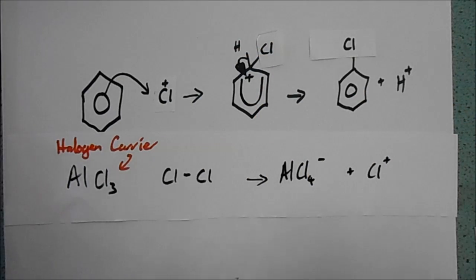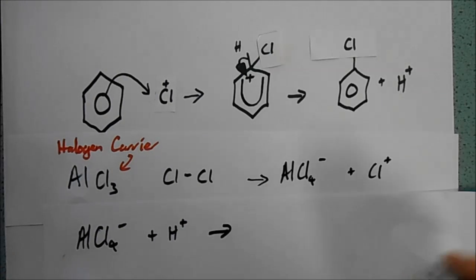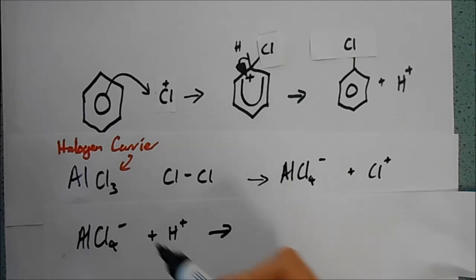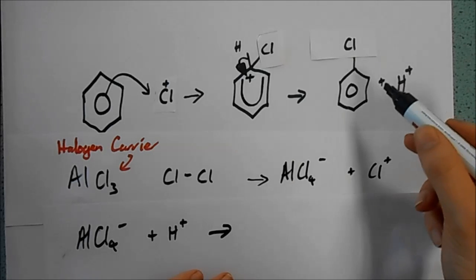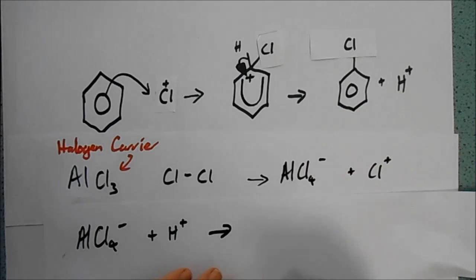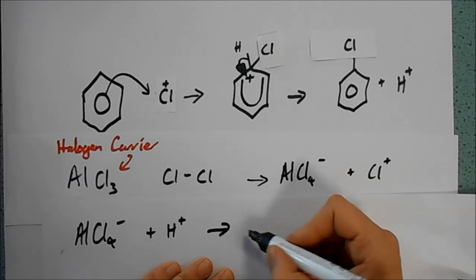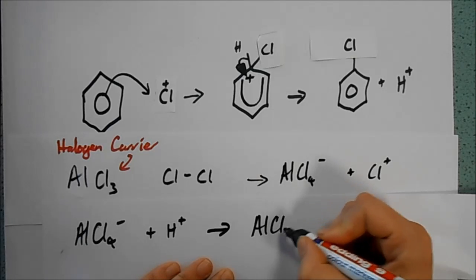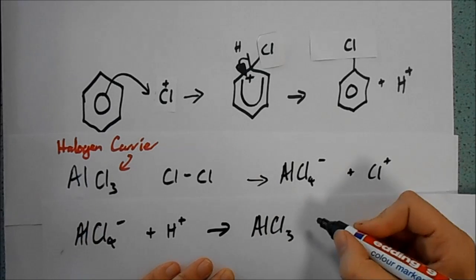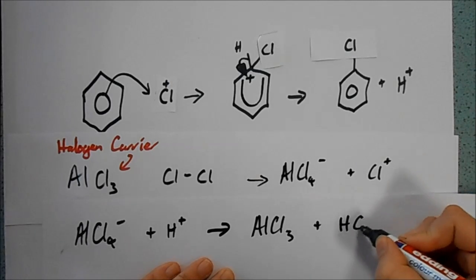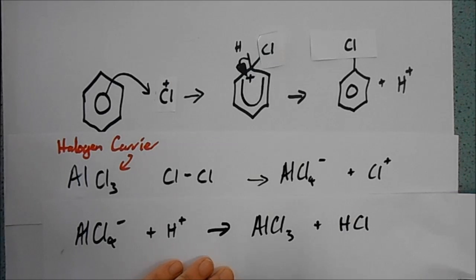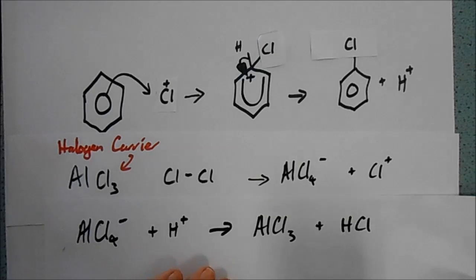And the very last phase here is that if we take our AlCl4 minus, which was left over here, and we take our H+ from the end of the mechanism, we react them together, we end up with AlCl3 catalyst regenerated plus HCl. And that's basically it. You could, if you wanted to, put something organic on here instead of the Cl.